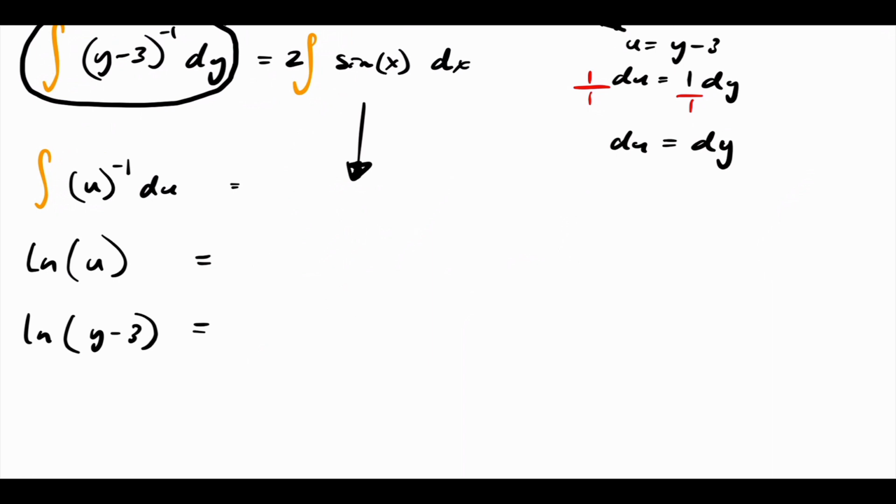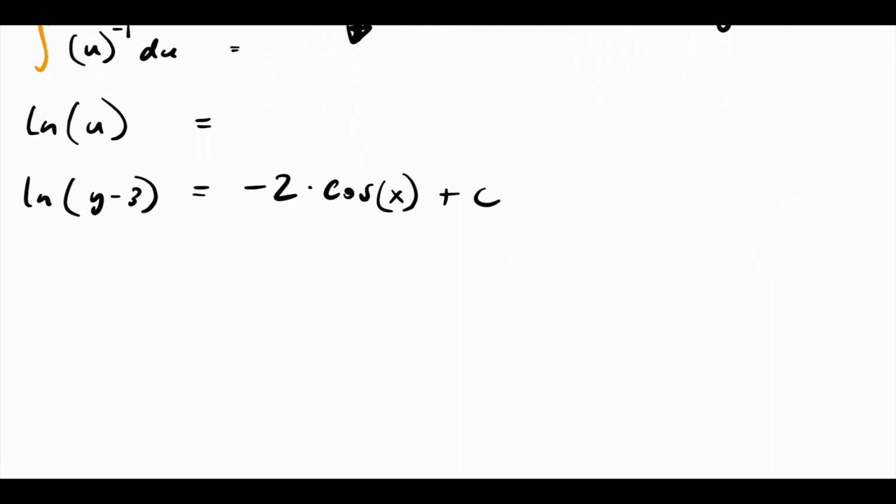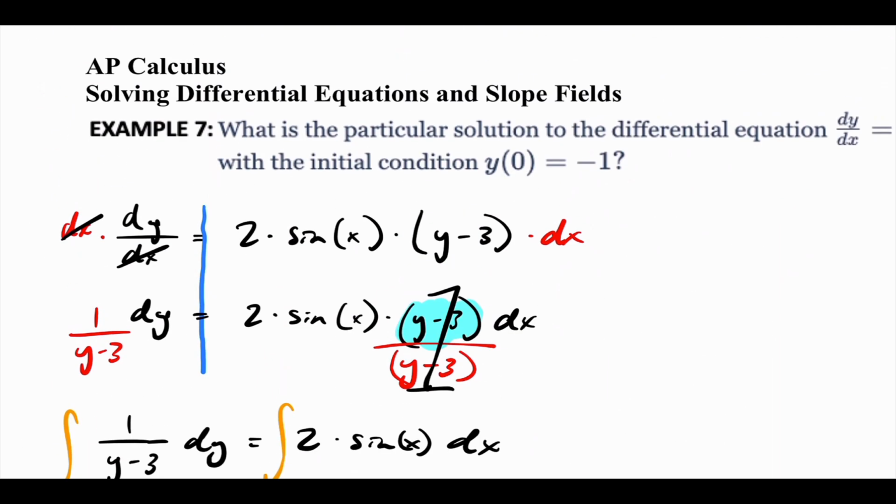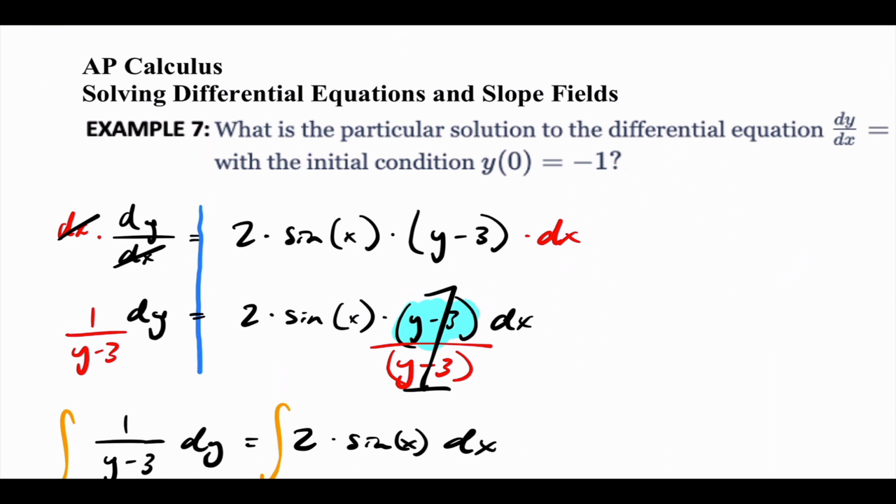The other side's not as hard. It's just the antiderivative of sine. The antiderivative of sine, I can never remember if it's negative cosine or regular cosine. What is it? Sine, negative cosine. So it's going to be negative 2 cosine of x plus c. Calculus done. Step 3, plug in our points. 0, negative 1. Plug in 0 for x, negative 1 for y.